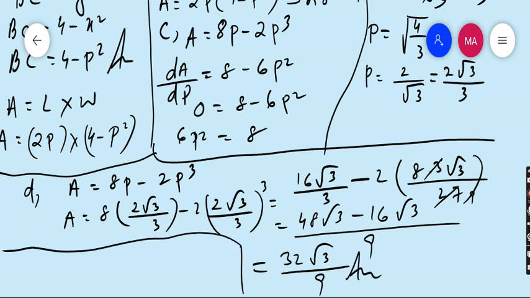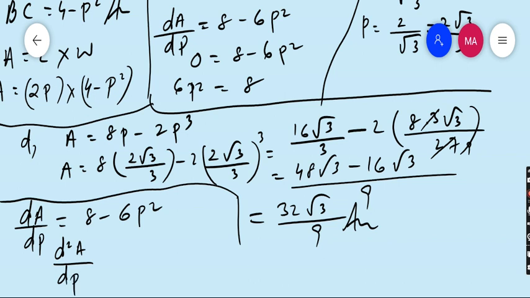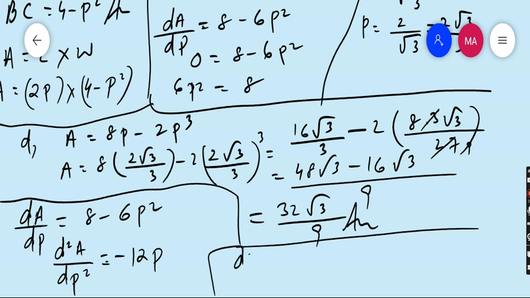Now we have to find the nature of the value of A. So dA by dP we have found is 8 minus 6p square, then the double derivative d square A by dP square is equal to 8's derivative is 0, minus 6p square is minus 12p, and we satisfy this value.